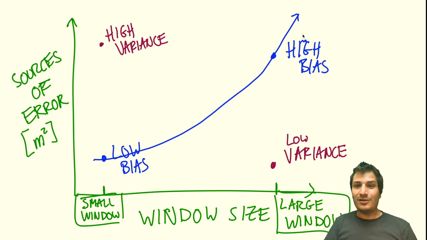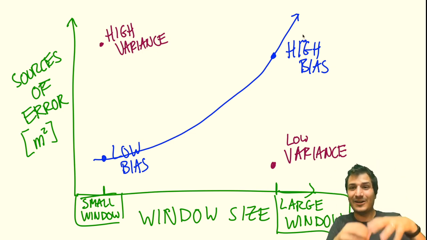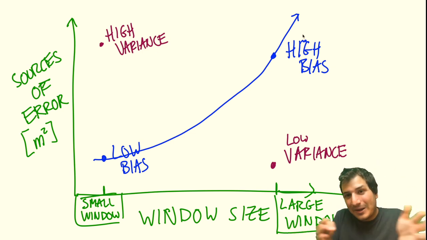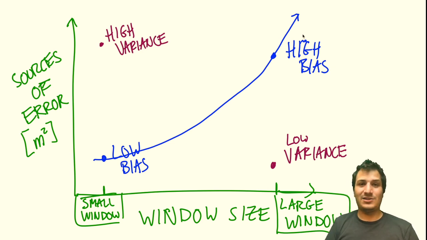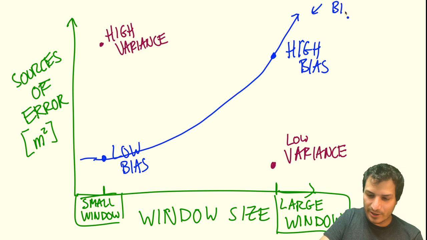And you can mathematically calculate this. It turns out it depends on, in this particular example, the second derivative of the function. So where the function is very curvy, you're going to get more and more bias. And the bigger you make your window, the bigger bias you get. So this is the bias curve. And in fact, I'm going to draw this as the bias squared.